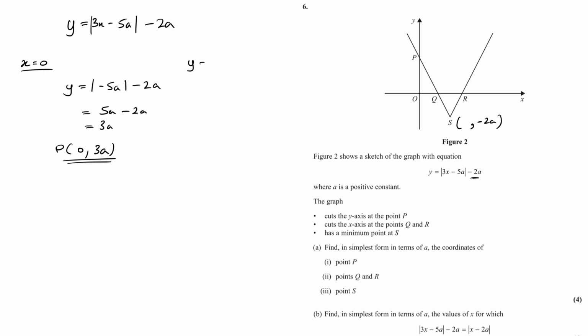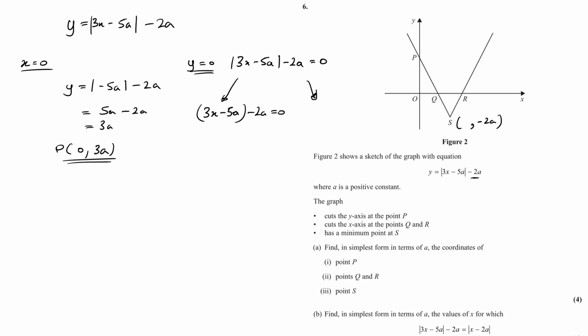Now, my second set of values is going to be when y equals 0. So here now I've got 3x minus 5a minus 2a equals 0. And I've got two options. Yeah, option 1 is the positive version of this modulus sign.